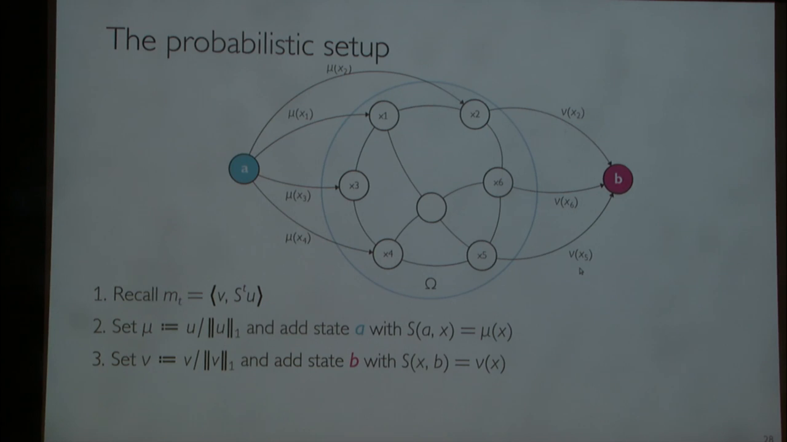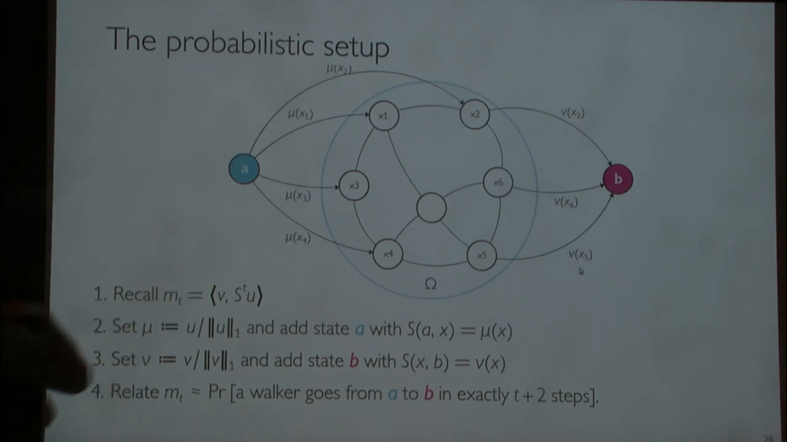And we will relate MT, which was this inner product, to the probability that a walker starts from A and gets to B at T plus two time steps. The two time steps are lost in getting into omega and getting out of it.